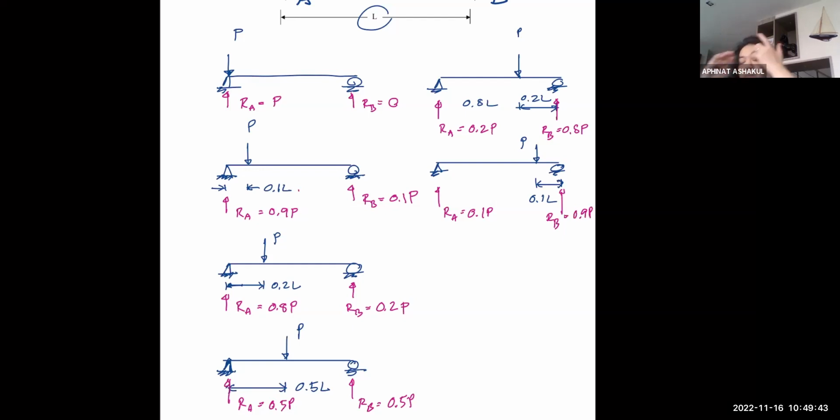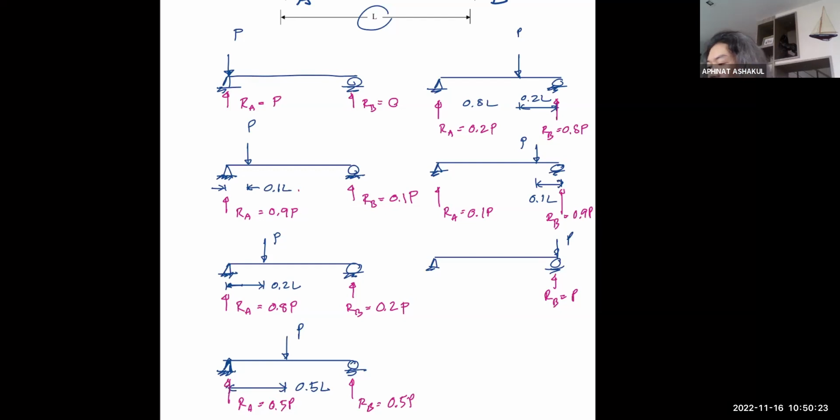And the last one, of course, when P reaches B, you have RB equal to P, right? Everybody can see through this, right? I think it's pretty straightforward. This shows you that when the load placement changes, your design function, in this case the reaction, changes.